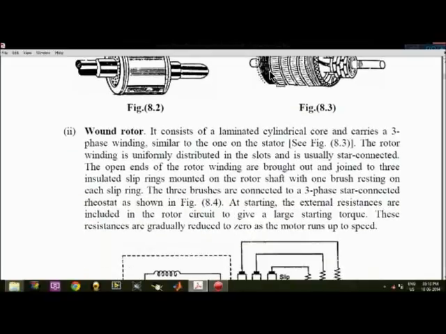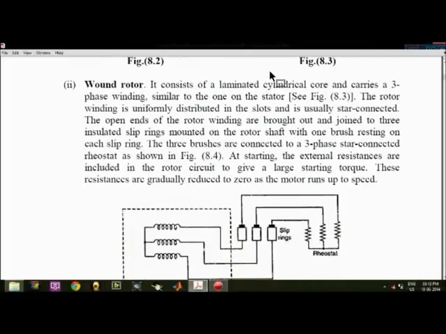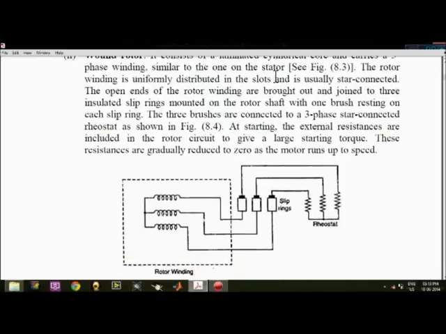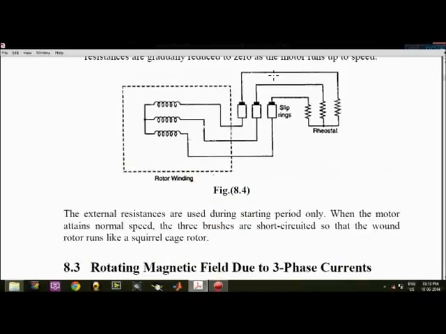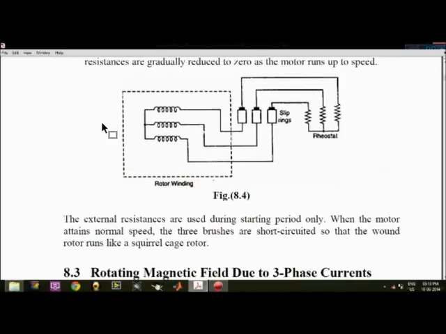Now the second type is the wound rotor. It consists of a laminated cylindrical core and carries a three-phase winding similar to that of the stator. The rotor winding is uniformly distributed in the slots and is usually star connected. These are the windings of the rotor part. This is a kind of rotor winding. All the three terminals are connected to the slip rings and hence they are connected to a rheostat.